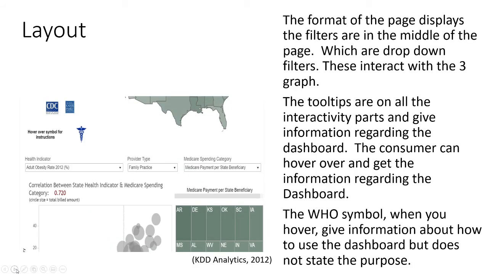The format of the page displays the filters in the middle of the page, which are drop-down filters. These interact with the three graphs. The tooltips are on all the interactive parts and give information regarding the dashboard. The consumer can hover over and get the information regarding the dashboard. The WHO symbol, when you hover over, gives information on how to use the dashboard, but does not state the purpose.